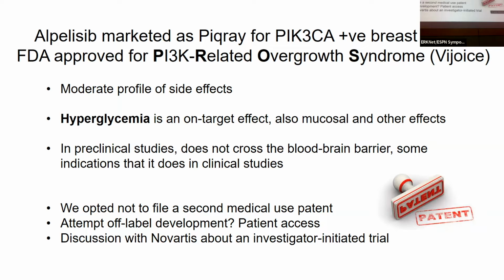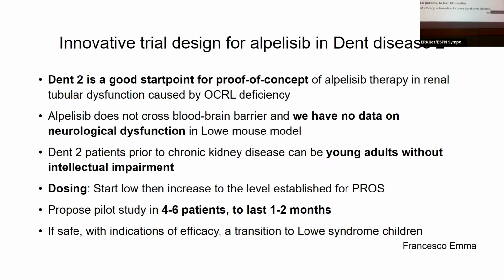treatment. So we opted not to file a second medical use patent, really to not get in the way, as it was inevitably going to be owned by Novartis. And we considered whether to attempt off-label development and considered that patient access would be limited if we went for that route. So we've been embarking on discussions with Novartis about an investigator-initiated trial. We're looking ahead. I'm part of the ERKNet consortium that's been introduced, looking ahead to an innovative trial design for alpelisib in Dent disease 2, and this is with Francesco and here's the major work that he's done.